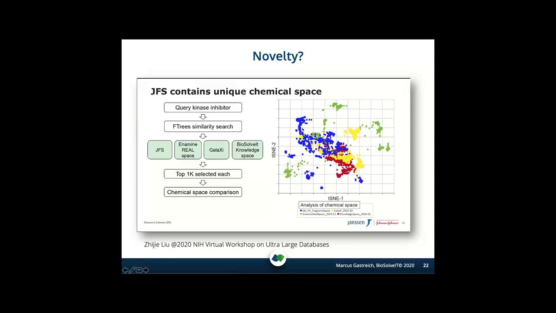In green, we see Enamine Real. Look how different they are. And in red, we see the publicly available synthons-driven chemical space called Knowledge Space that you can download from our webpage. This obviously does have certain overlap with the Johnson & Johnson space as well, but there are still distinct regions. And to me, in the end, the question isn't really how big is the space. Make it just as big as you can.